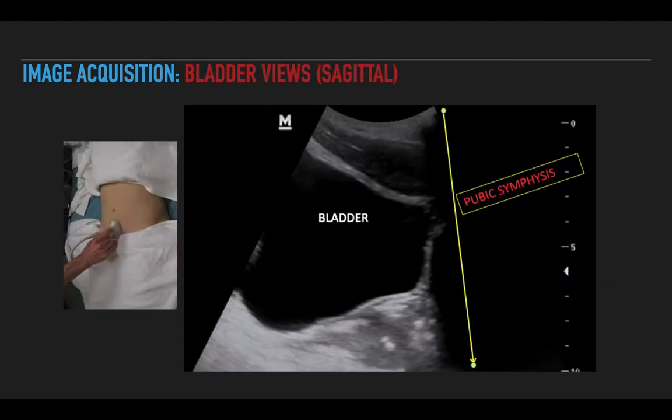I should be clear that when I'm talking about side to side, you're not actually lifting your probe. Instead, you're just fanning back and forth to get a good visualization of the bladder.